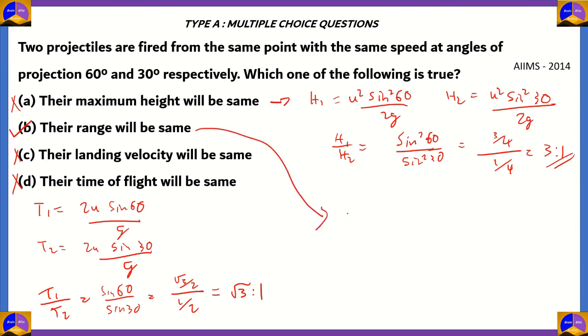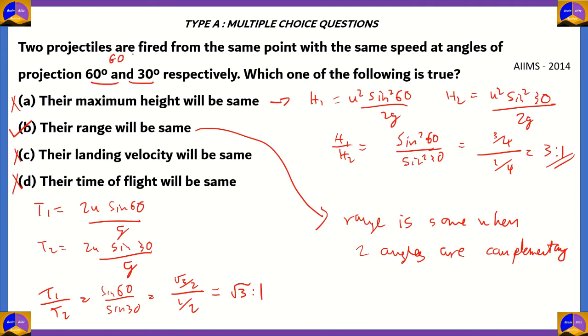And the reason for that is that the range is same when two angles are complementary. And if you look at it, it's 60 and 30, so 60 plus 30 will give you 90 degrees. So therefore, these two angles are complementary. So whenever two angles are complementary, then their range must be the same. So therefore, option B is the right option.